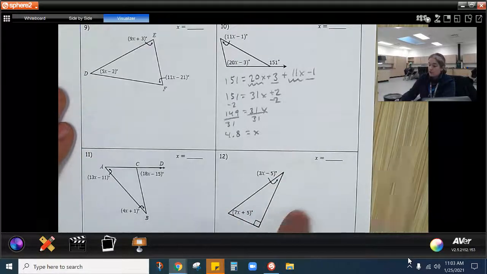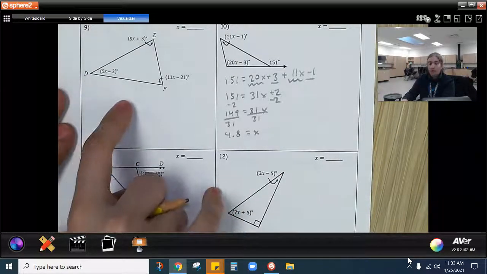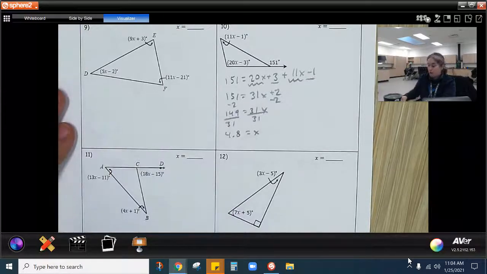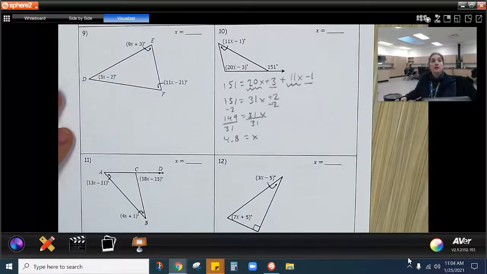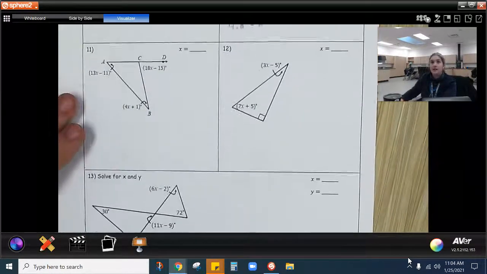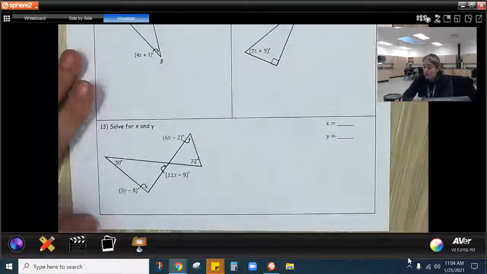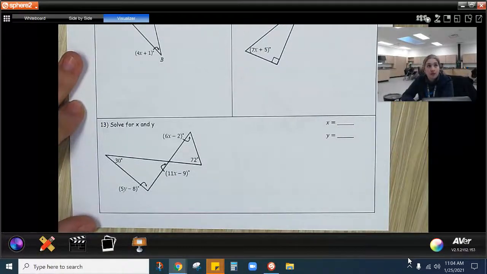For this one, we have a triangle sum theorem here along with this one, right? So they all add to make 180, and then you're just solving. So take a minute to try those out. Pause the video. All right, and then down here, we want to solve for x and y. So we'll do this one together as well.